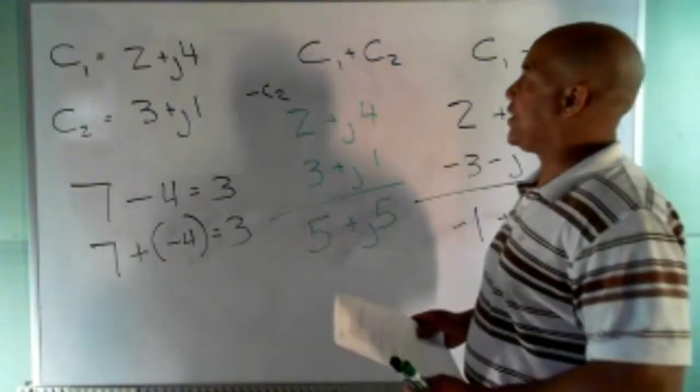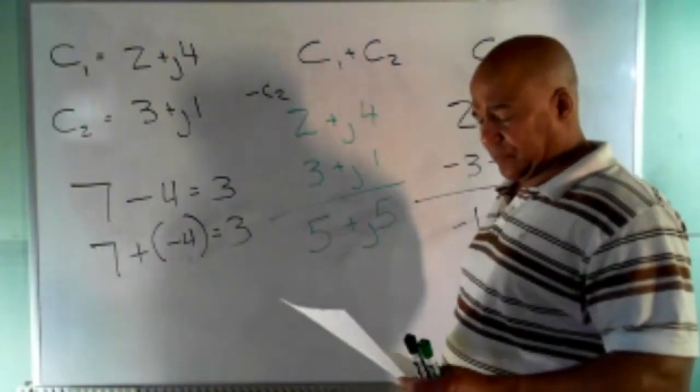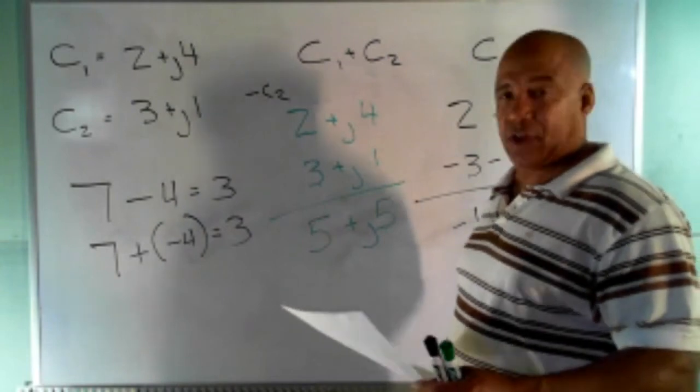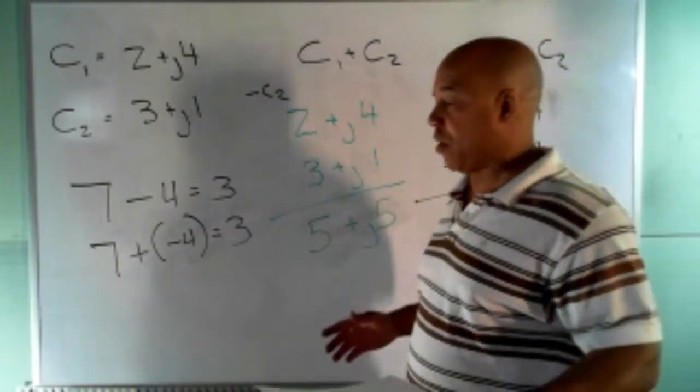So addition and subtraction is pretty easy. Now for the next one, they want you to multiply and divide. So when you do that, you want to be in polar form. So let me show you that.